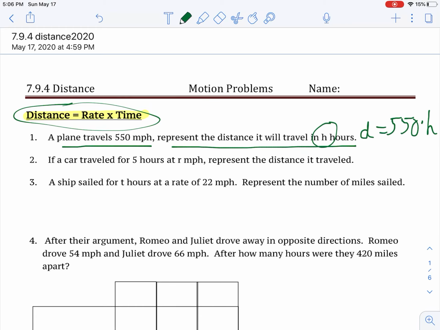So if a car travels for 5 hours at r miles per hour, represent the distance it traveled. Okay, so it's going for 5 hours, that's the time, and its rate is r. So there's the rate. So 5r. That would be representing the distance this car travels going r miles an hour for 5 hours. All right, a ship sailed t hours at a rate of 22 miles per hour. Represent the number of miles sailed. Okay, so the number of miles, or the distance, would be the rate, 22, times the time, so 22t.